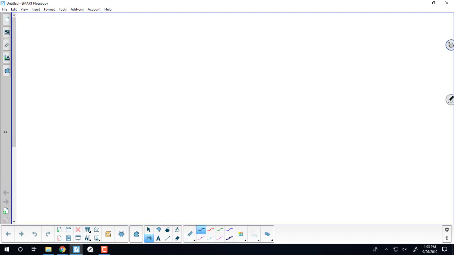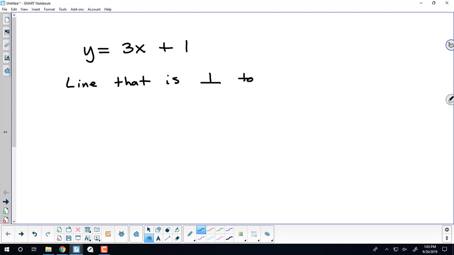So let's just say 3x plus 1 is the tangent line. Then what's the line that's perpendicular to this? I guess I should give a point. The line that is perpendicular to 3x plus 1. The point is given, so we'll say we've got a point on this line at 0, 1.